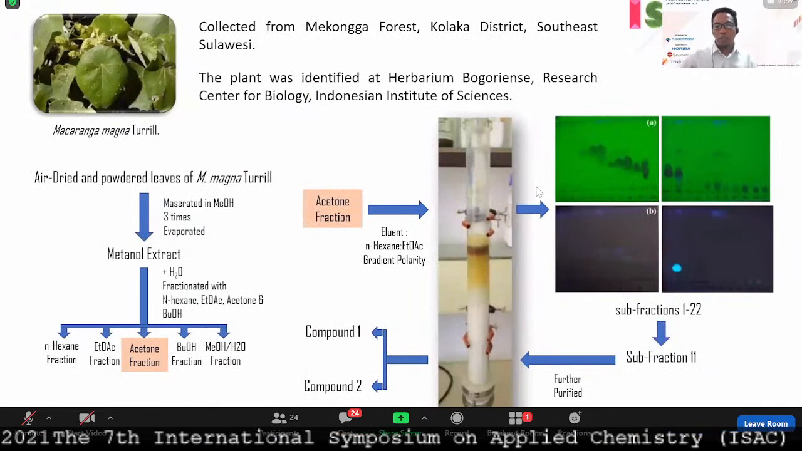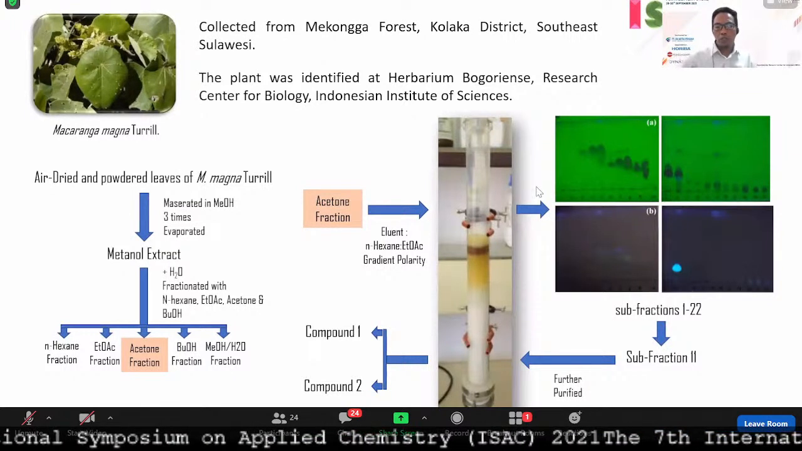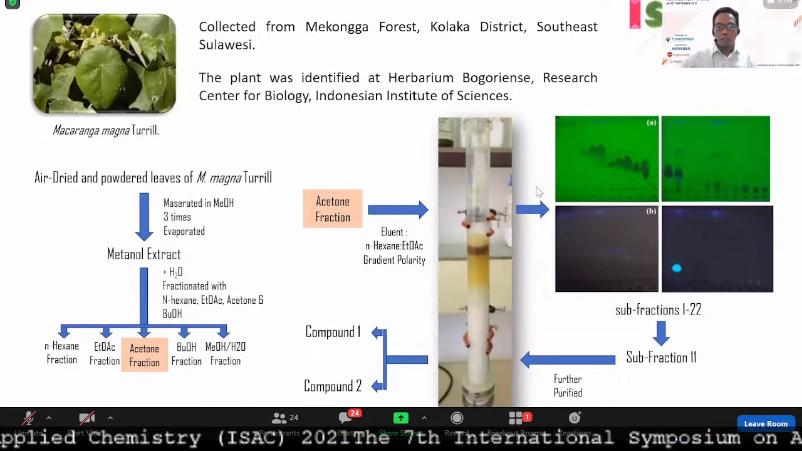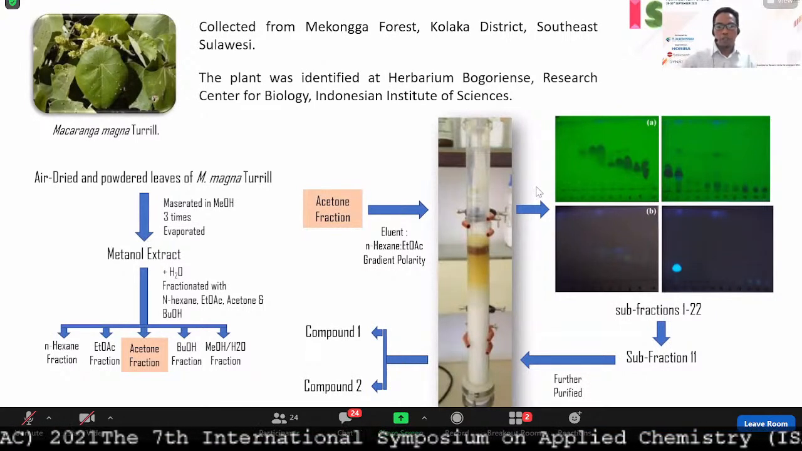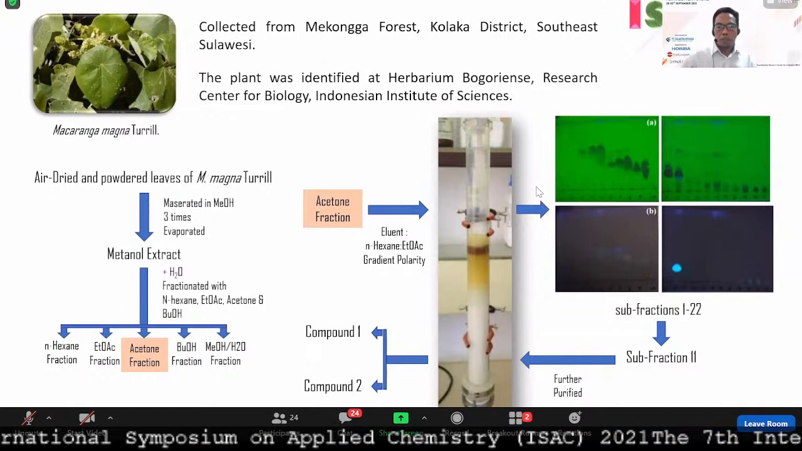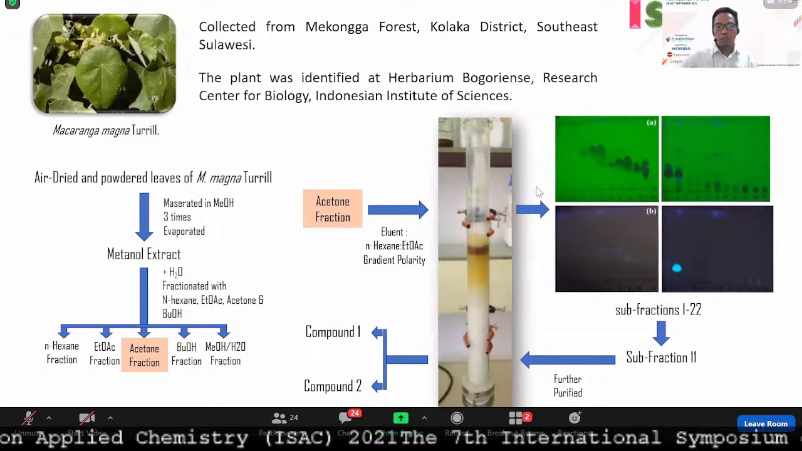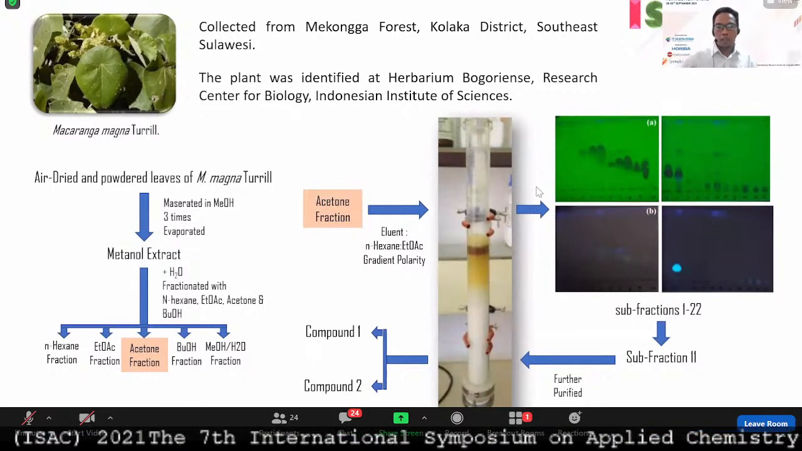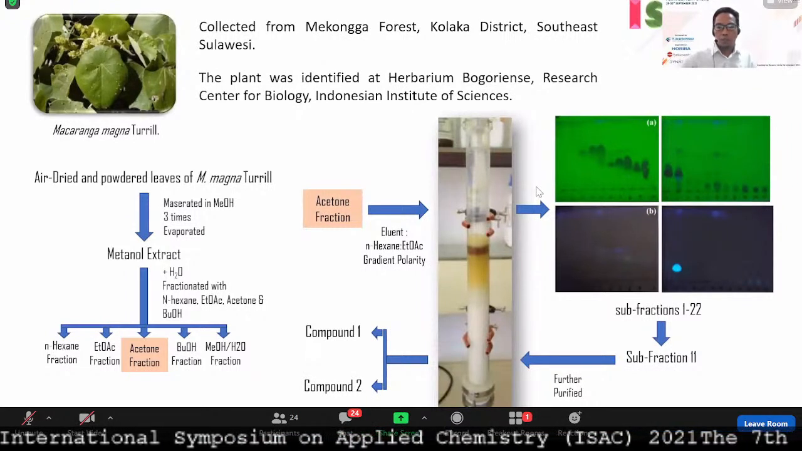At first, our sample collected from Mekonga Forest was identified at Herbarium Bogoriense, Research Center for Biology. Our laboratory work started with sample maceration using methanol, and the methanol extract was further evaporated to obtain methanol crude extract. Methanol crude extract was further fractionated with n-hexane, ethyl acetate, acetone, and butanol. Acetone fraction gave the highest yield compared to the other fractions. This acetone fraction was further subjected to silica gel column chromatography. In this process, a gradient polarity solvent system consisting of n-hexane and ethyl acetate was used as eluent, and 22 fractions were obtained from this step.